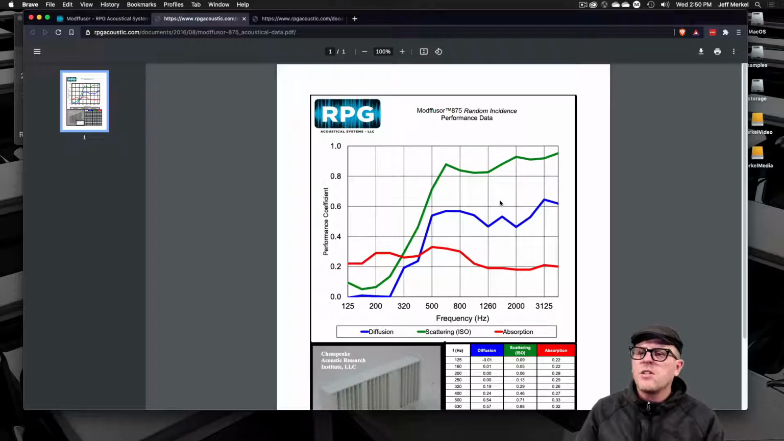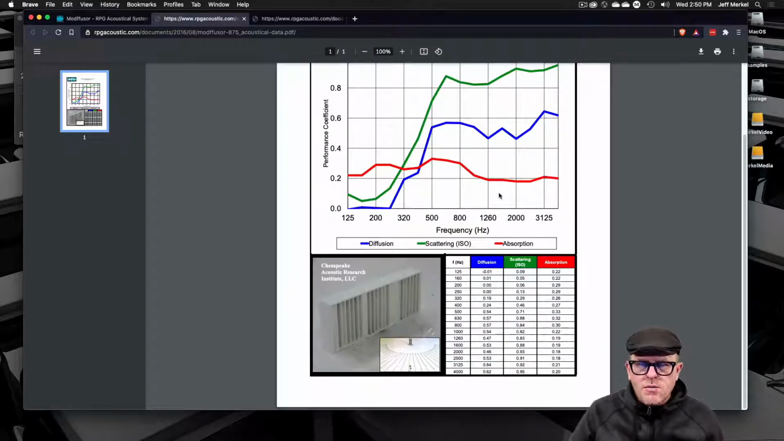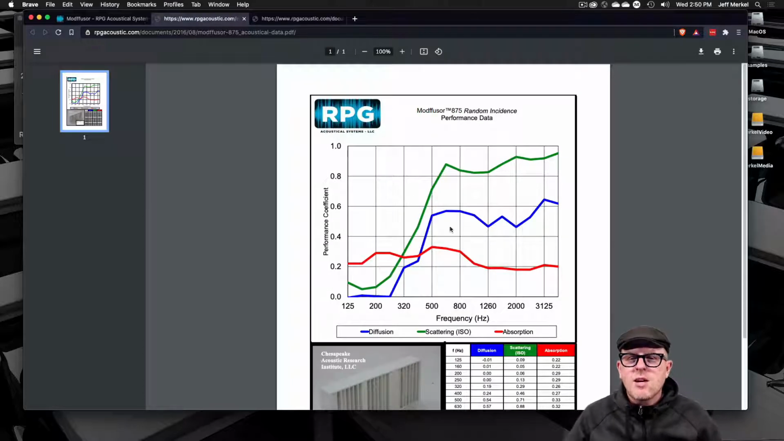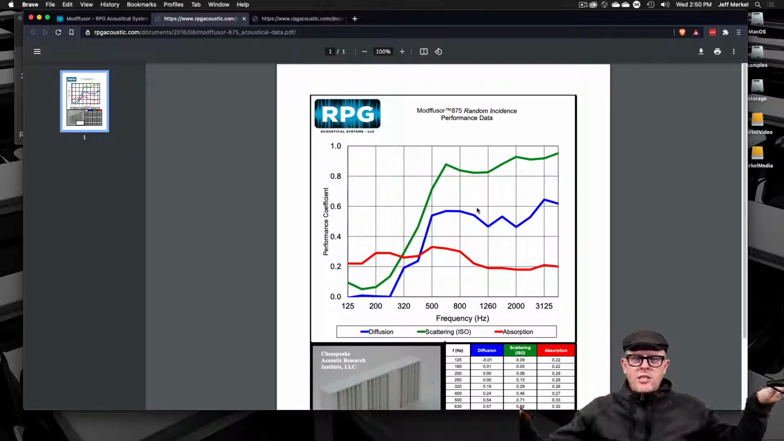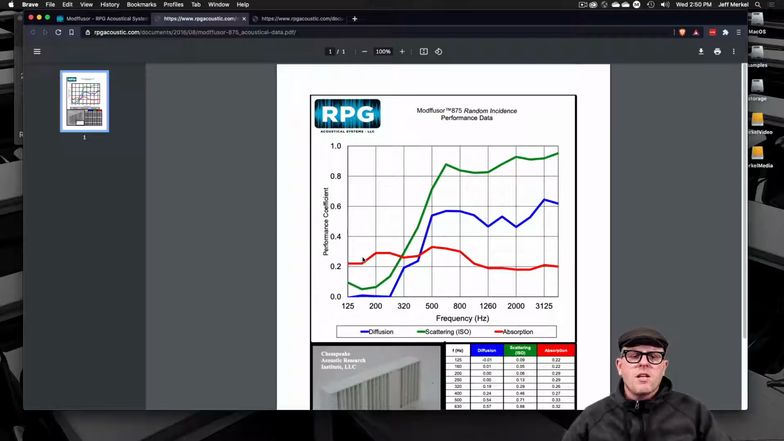And again, I'm not entirely clear what the difference between diffusion and scattering is. I have to do some reading about that, but the trend still holds here. These things are very effective above 500 hertz at spreading the energy around, below 500 hertz, not so much. But bizarrely, they have an absorption coefficient of around 0.2.